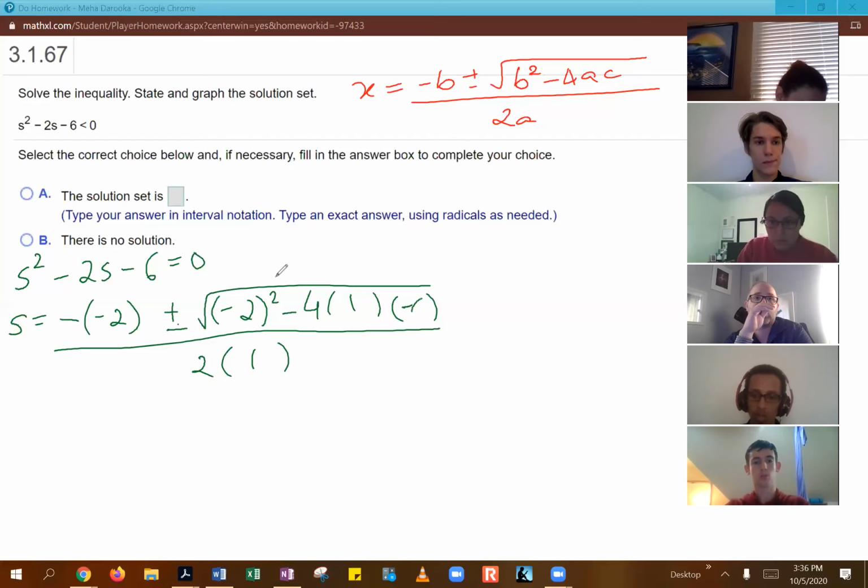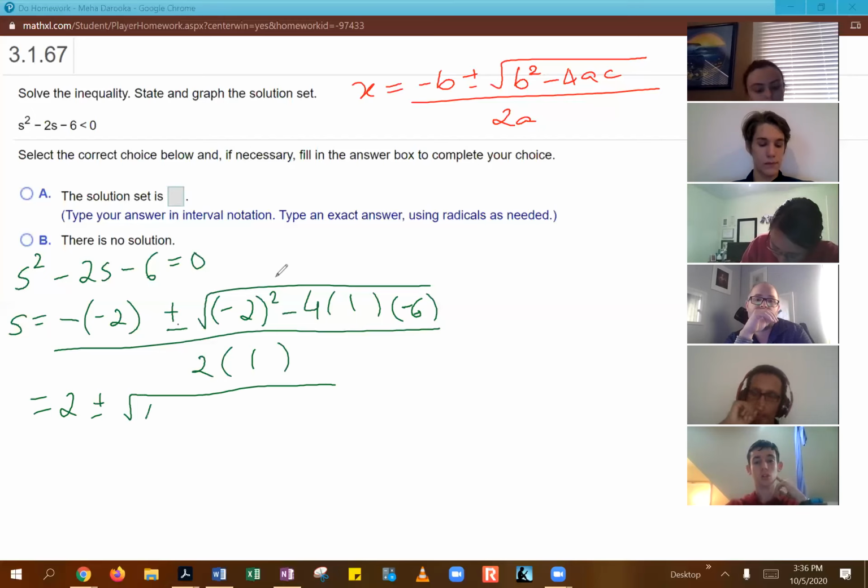So let's see. When we try and simplify this, we will end up with +2 at the front, plus or minus, let's see, -2 squared, 2 negatives become positive. That will be a 4.